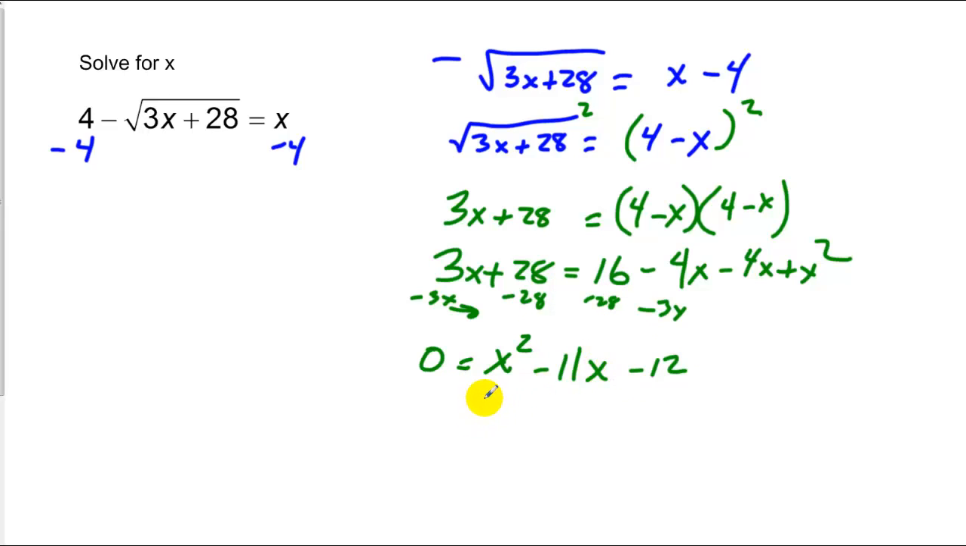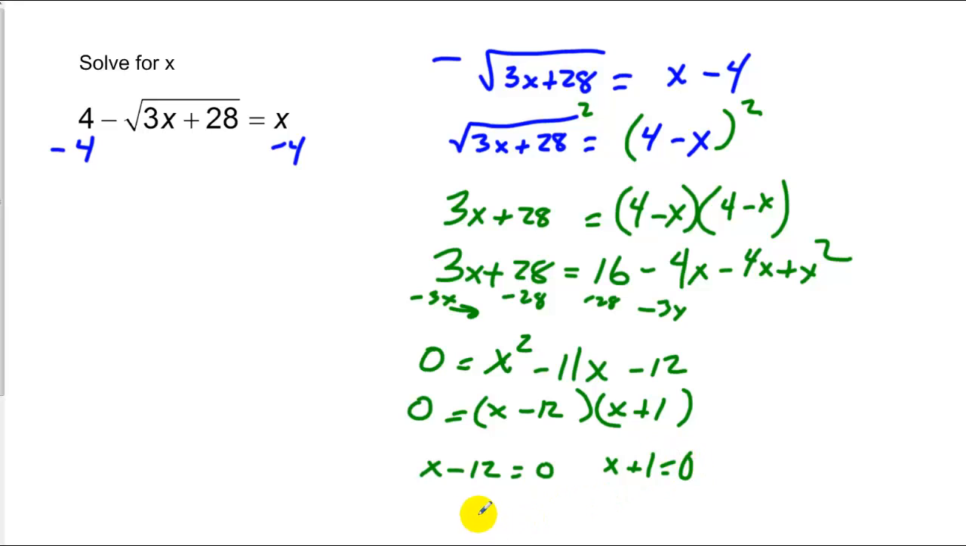This is going to factor to x minus 12 and x plus 1 is equal to 0. Use our zero product principle. x minus 12 is equal to 0 and x plus 1 equals 0. Therefore, x equals 12 and x equals negative 1.